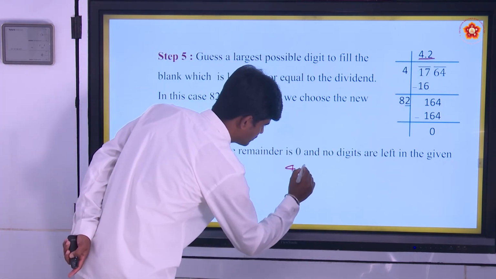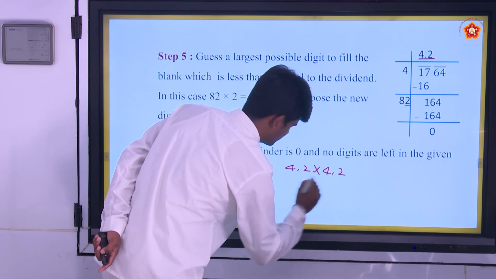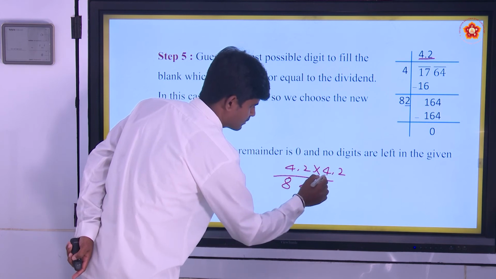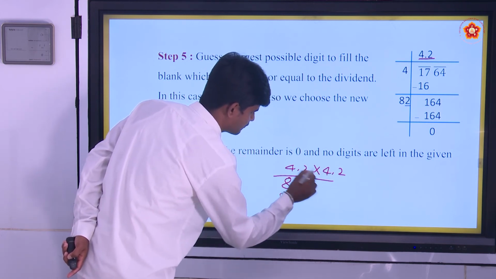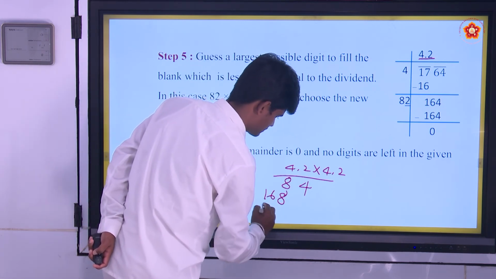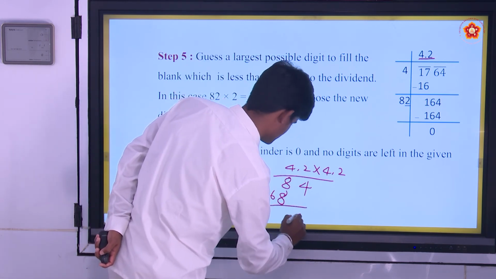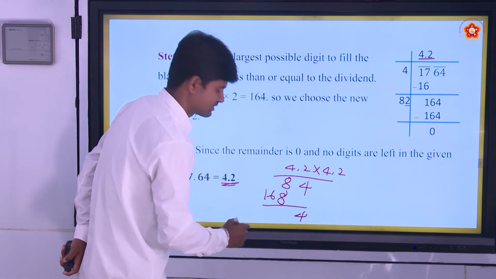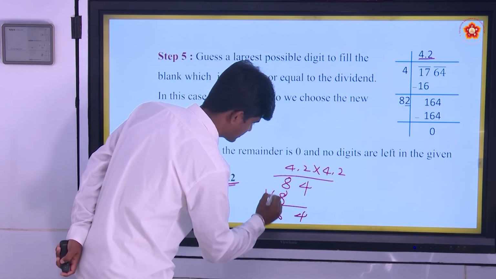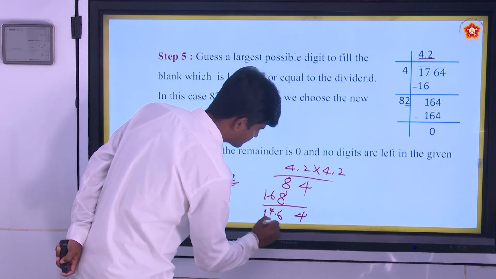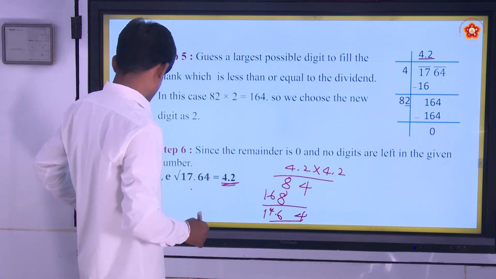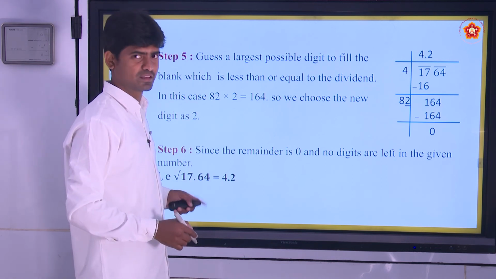See, 4.2 into 4.2, that means squaring. 2 2s are 4, 2 4s are 8, 4 2s are 8, 4 4s are 16. 4, 8, 8, 16, 1, 16 plus 1, 6 plus 1, 17, so 17.64. So 4.2 is the square root of 17.64.